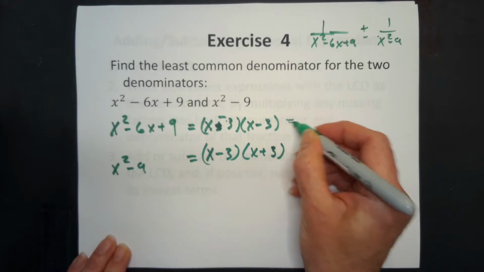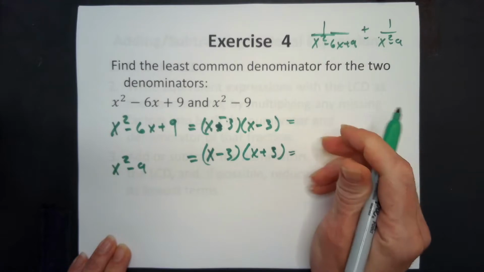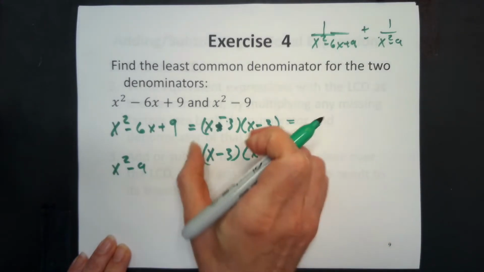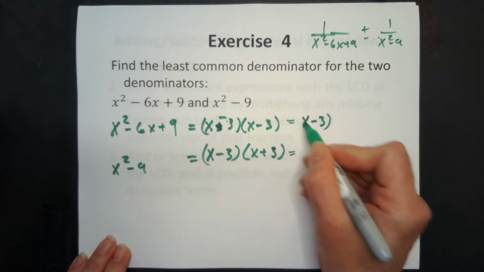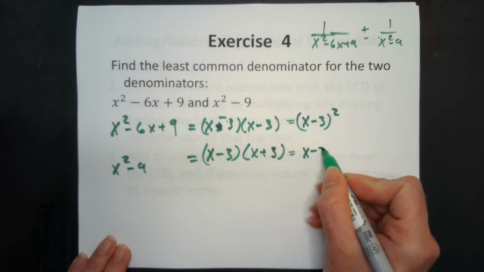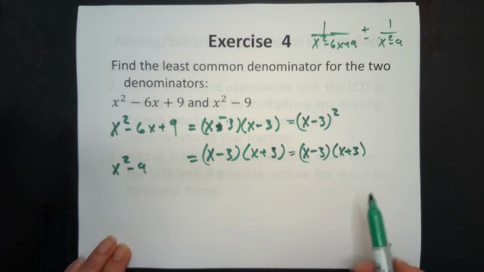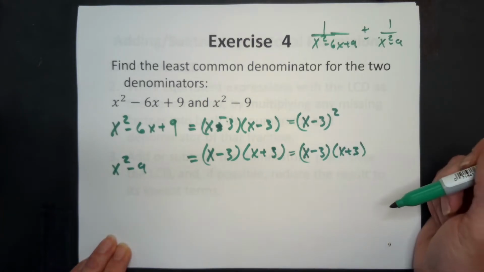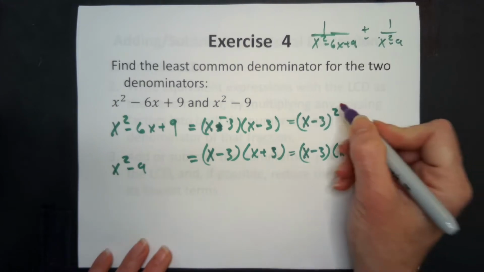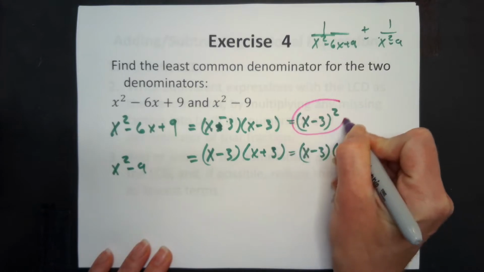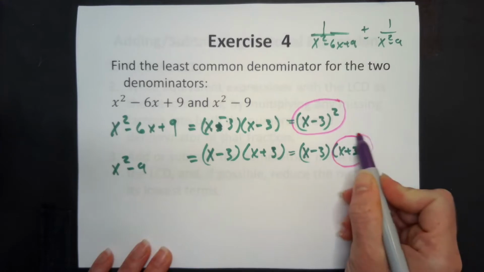So now let's write these in their most condensed form, the exponential form. If they have the same factor more than once, you can write that as x minus 3 squared. And this is still going to be x minus 3 times x plus 3. Now remember, we want the highest power of each prime factor, so each different factor. And here the highest power of x minus 3 is x minus 3 squared, and the highest power of x plus 3 is going to be x plus 3 here.